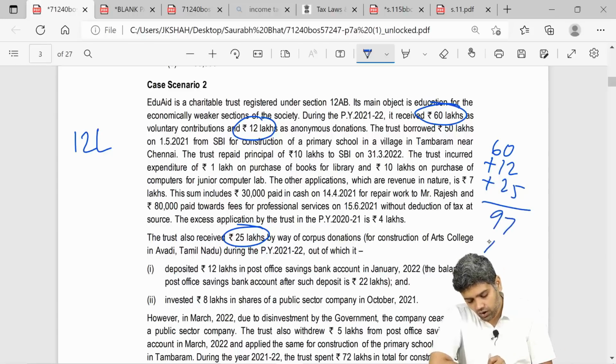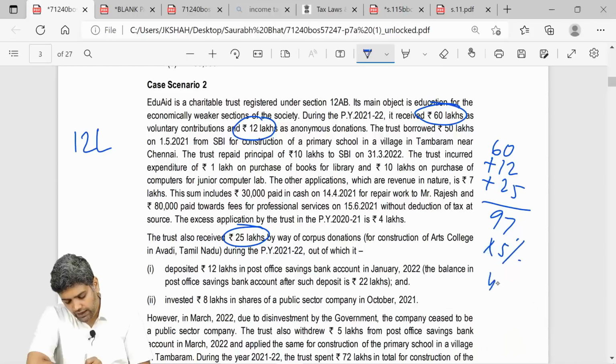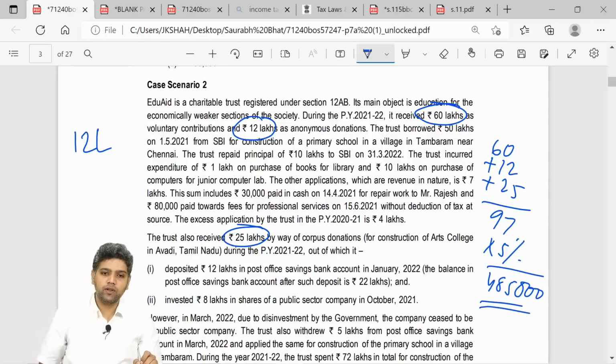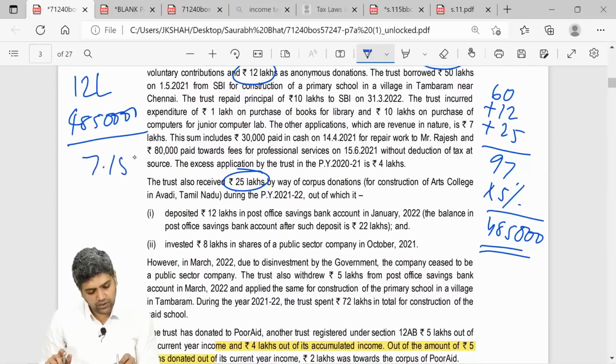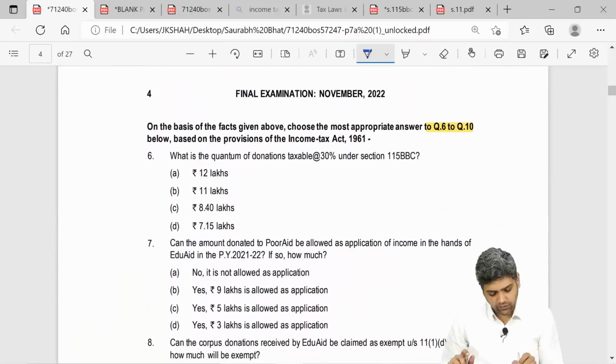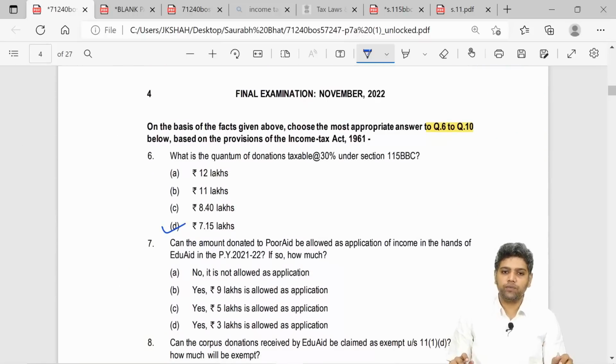So 60 plus 12 plus 25 comes to 97 lakhs. 5% of 97 lakhs comes to 4,85,000. So from this total anonymous donation, I would reduce either 1 lakh rupees or this 5%, that is 4,85,000, whichever is higher. Naturally, 4,85,000 is higher. Once I reduce that, how much is the taxable anonymous donation? The answer is 7,15,000. So the correct option is D. I hope you all understood that.